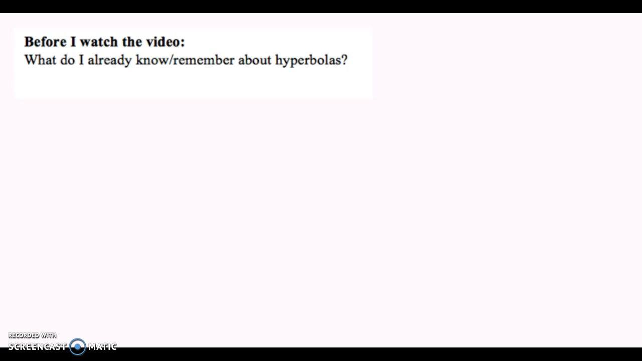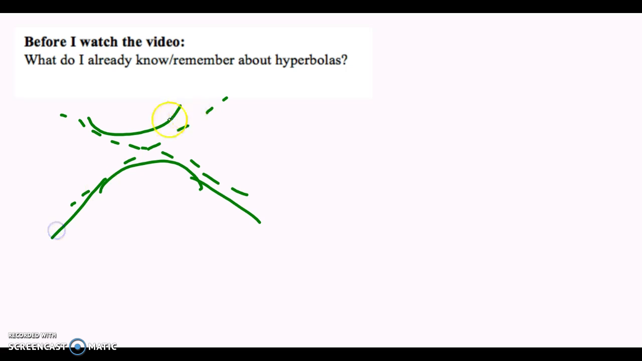So let's go ahead and see what we already know about hyperbolas. Hyperbolas do look something like this. There's asymptotes here that the hyperbola kind of approaches, not kind of, but does approach. A hyperbola has a center, which would be right where those asymptotes intersect, and a hyperbola has a focus, just like the last shape that we worked with, the ellipse.